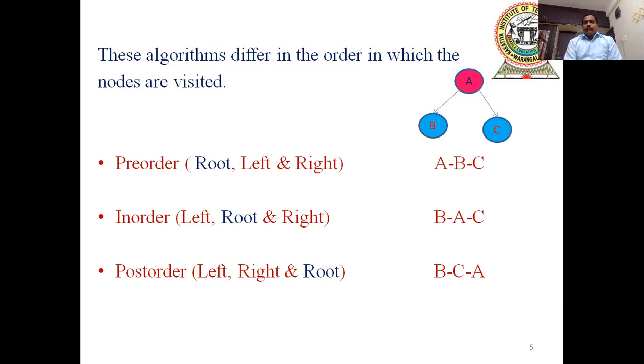What is post-order traversal? Post means after left and right. We visit left and right first, then finally we go to the root. The root will be after the operations on left and right. That is called post-order traversal. First we visit the left node, that is B, then the right node, that is C, then finally the root node, that is A. So here we are visiting all the nodes at least once using different techniques.